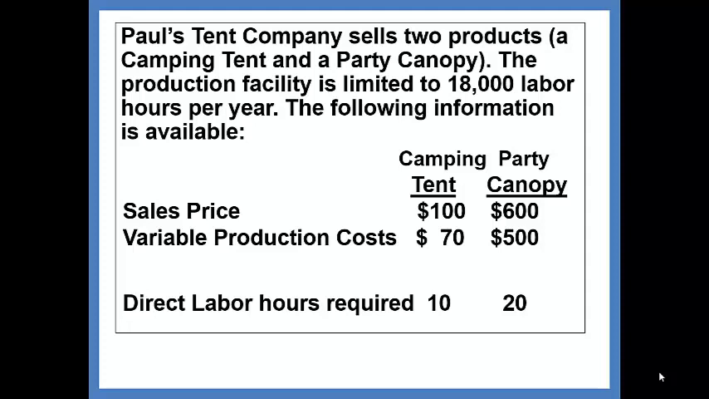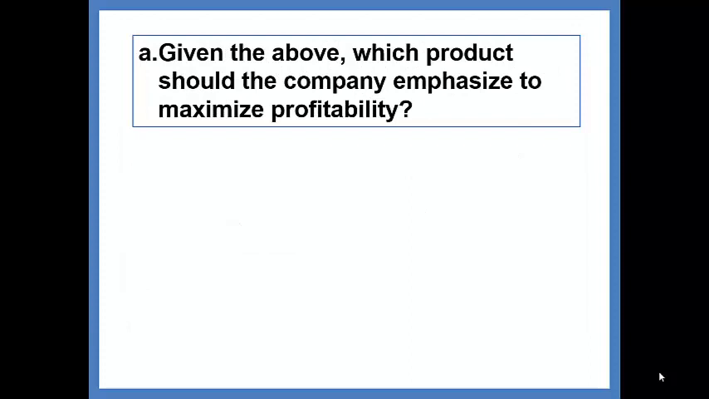All right, so we're going to be looking at, should we try to sell more camping tents or more party canopies? And we need to look at what is going to be relevant here. So given the above, which product should the company emphasize to maximize profitability?